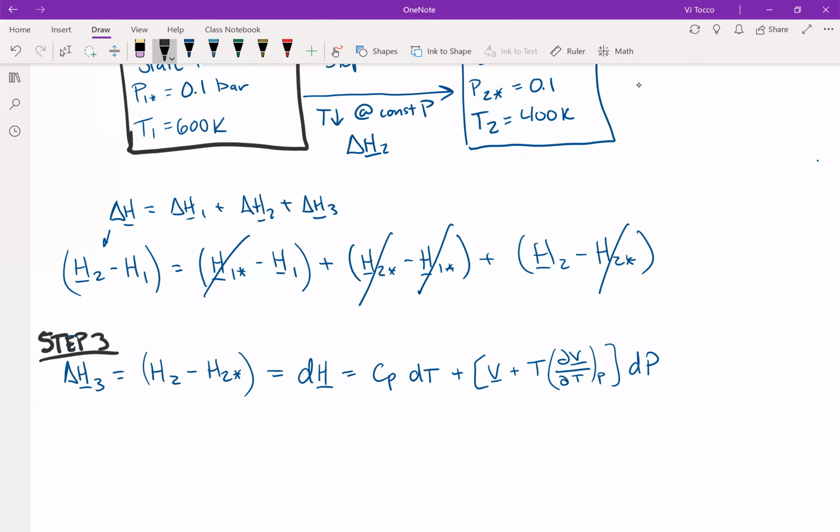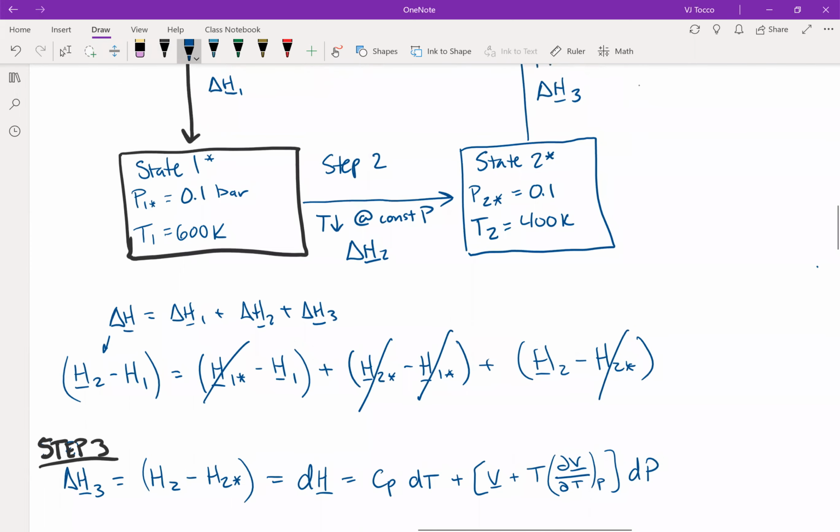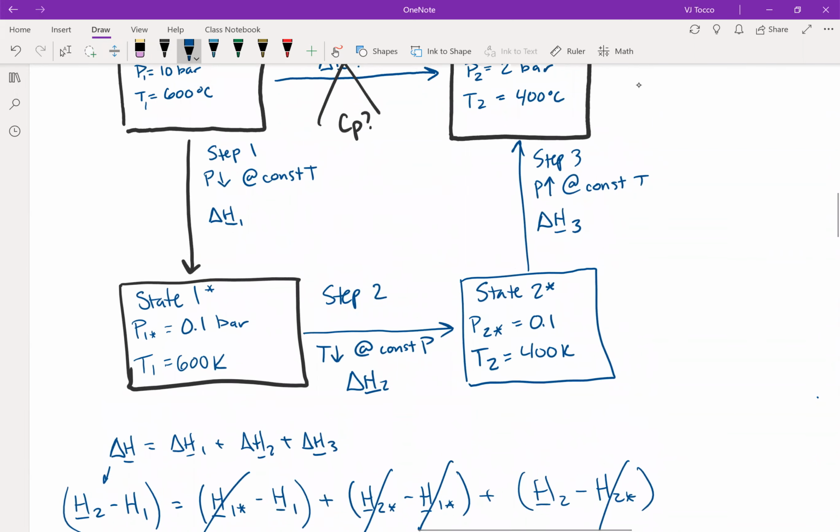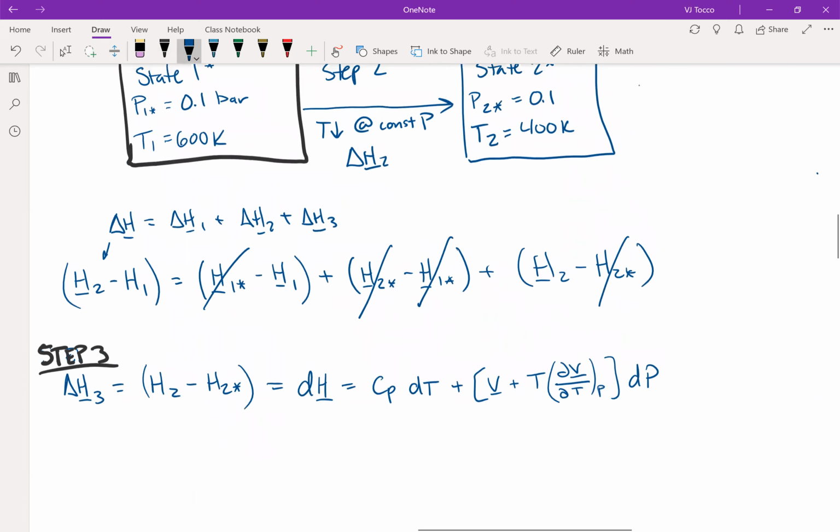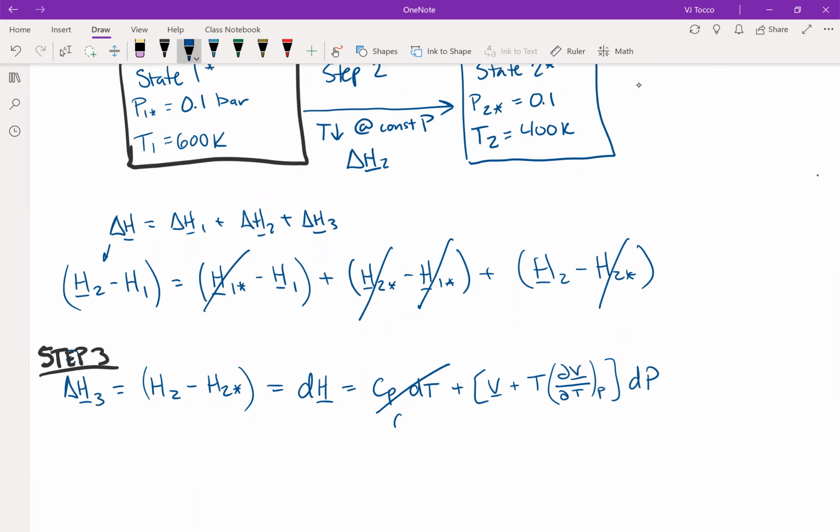I just realized you don't have to sit here and watch me write every single thing. If I just copy this down, I'm going to try and shorten the video by doing that as much as possible. All right, in step 3, dT was equal to 0, because in step 3 we have a constant temperature. So Cp dT is going to be 0 since there is no T change in step 3.